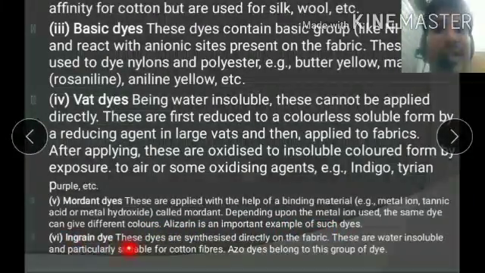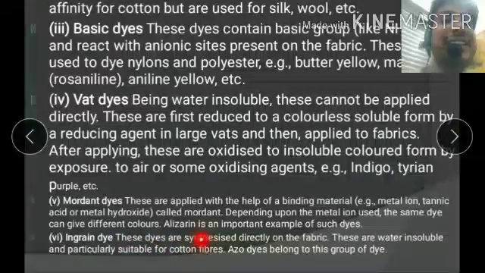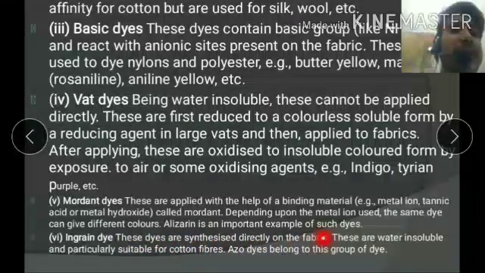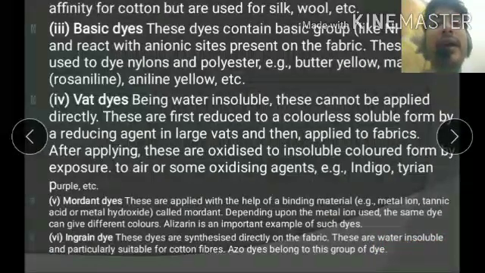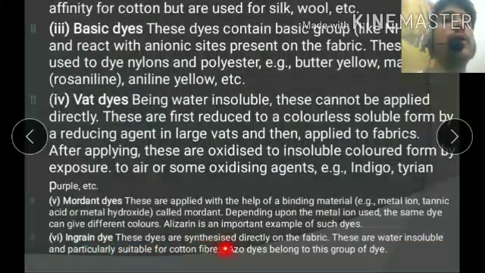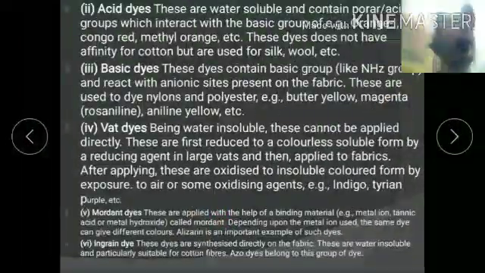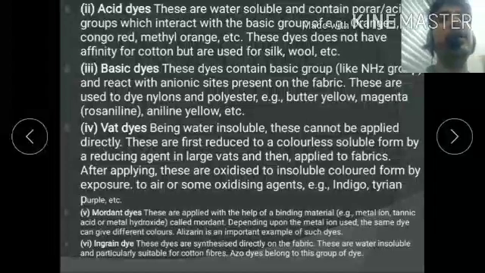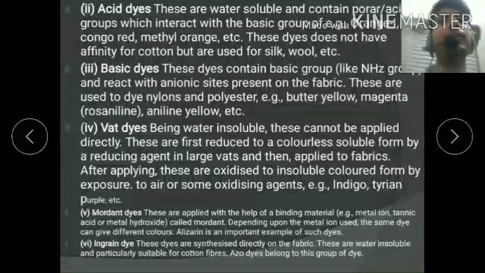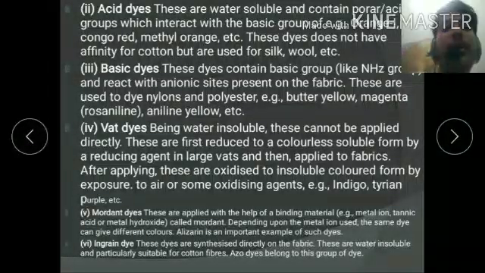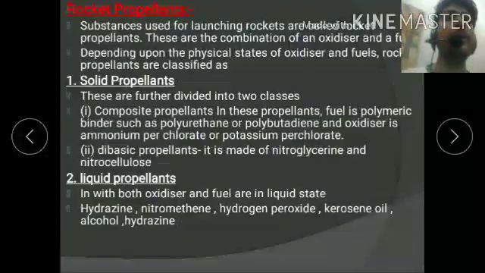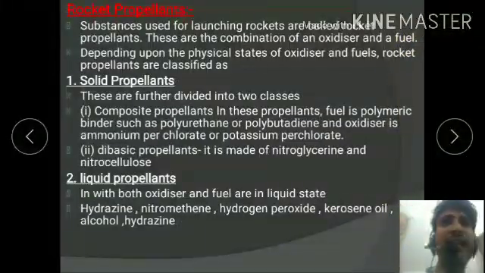And the last one is the ingrain dyes. These dyes are synthesized directly on the fabric. These are water insoluble and particularly suitable for cotton fibers. Azo dyes belong to this group. Okay, these are the types of dye. You have to learn them: azo dye, acid dyes, direct dyes, basic dyes, vat dyes, mordant dyes and ingrain dyes. Okay, now dyes are finished.